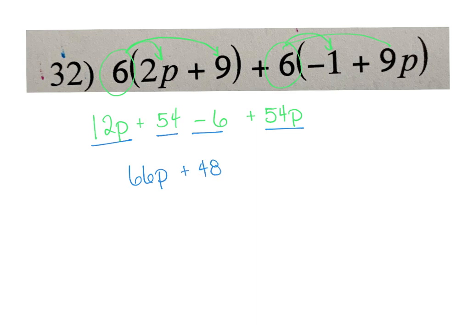Yeah, watch your positives and negatives. They will throw you. The only piece of this that was negative was this -1. So you were just distributing a +6 through. That's why this one was negative, but that one would still be positive.